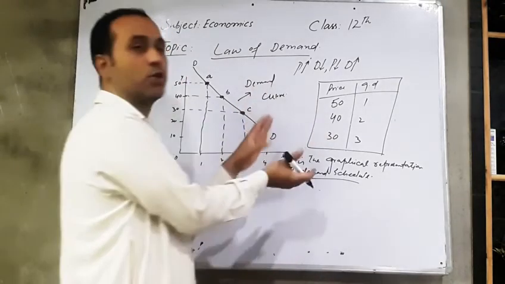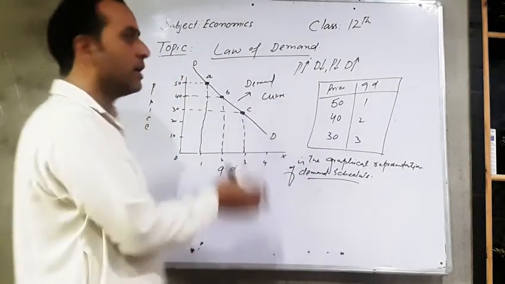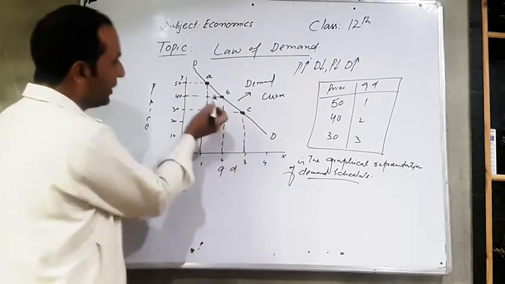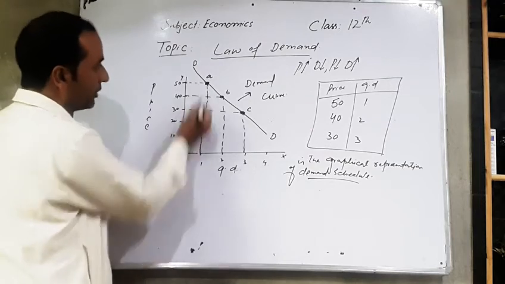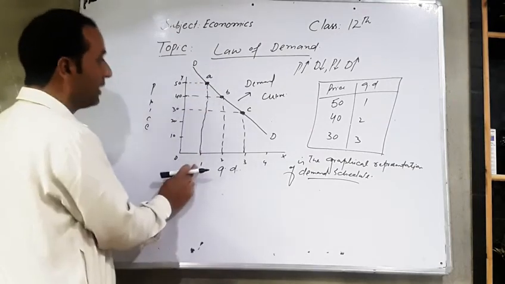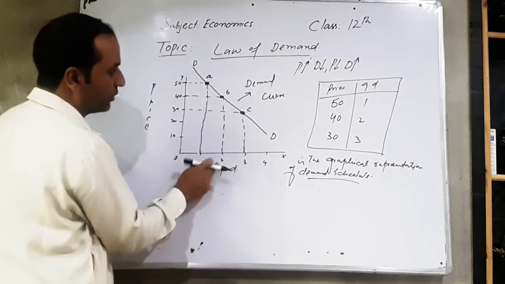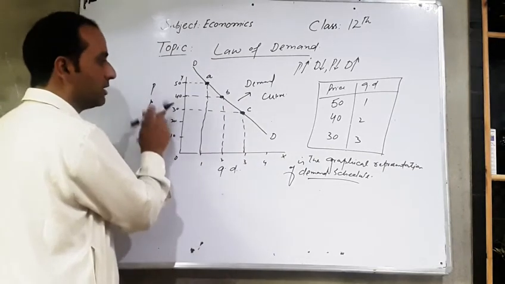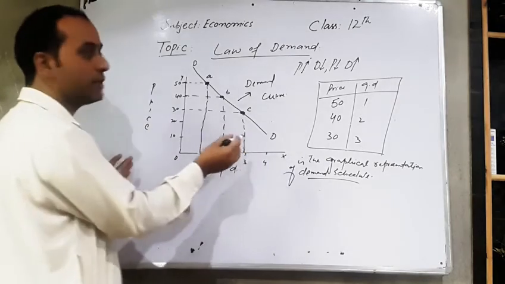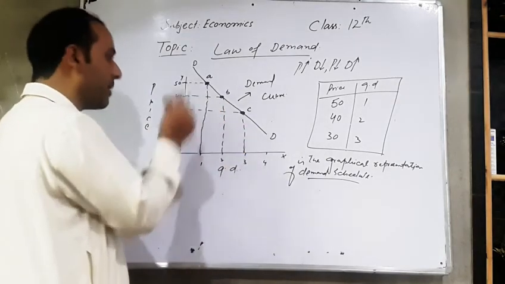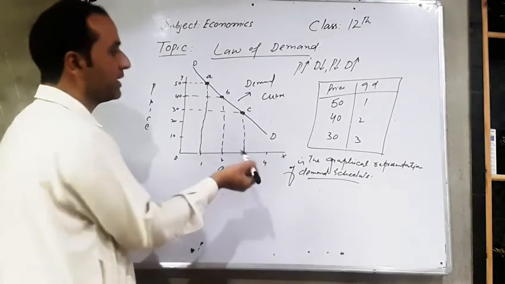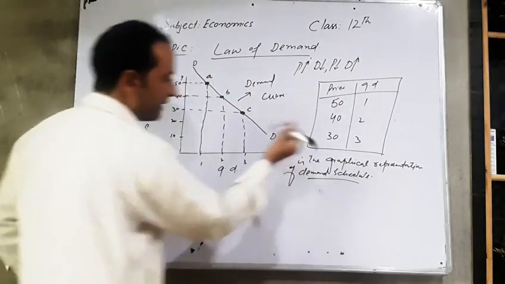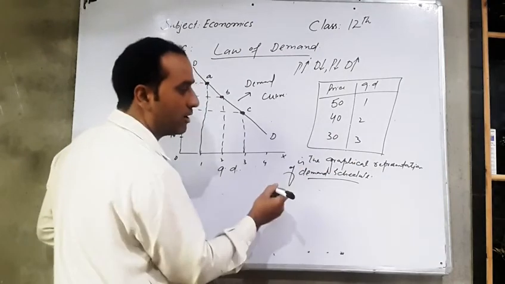What the demand schedule shows in tabular form, this demand curve shows in graph form. So it shows different quantities. Point A shows quantity 1 at price 50. Point B shows quantity 2 at price 40. Point C shows quantity 3 at price 30. It shows different quantities of commodity demanded by a consumer at different prices. So simply we can say what the demand schedule shows, the demand curve also shows. So it is the graphical representation of demand schedule.